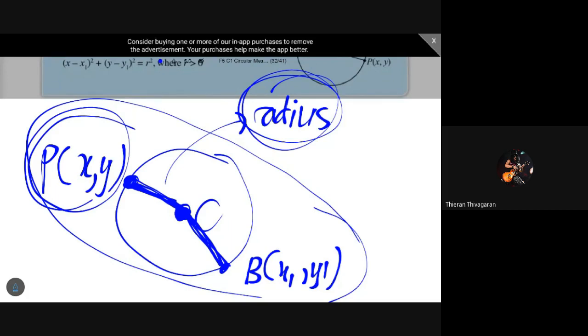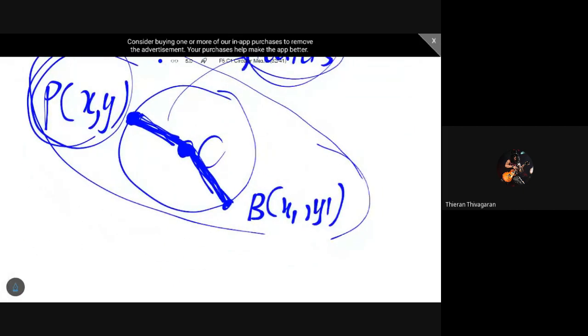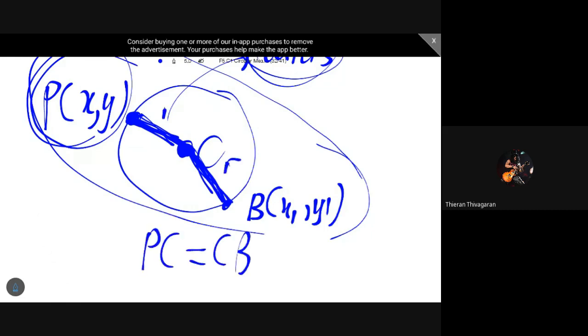Anyone, guys? Tell me an equation. PC and CB, how do we relate them? Yes, very good Syamnat. PC equals CB. Why do I say PC equals CB, guys? Why are they the same? Because both lines are actually the radius of the circle. So that's why PC equals CB.